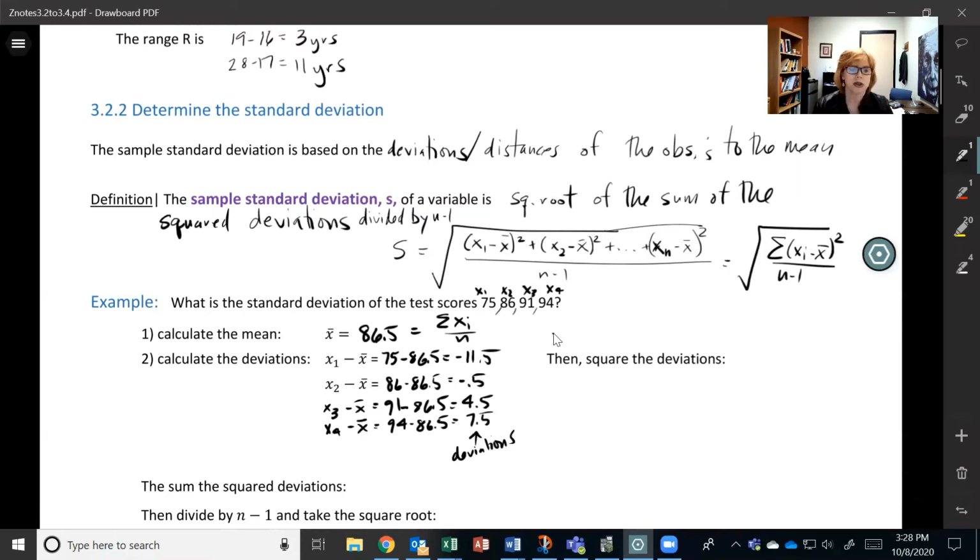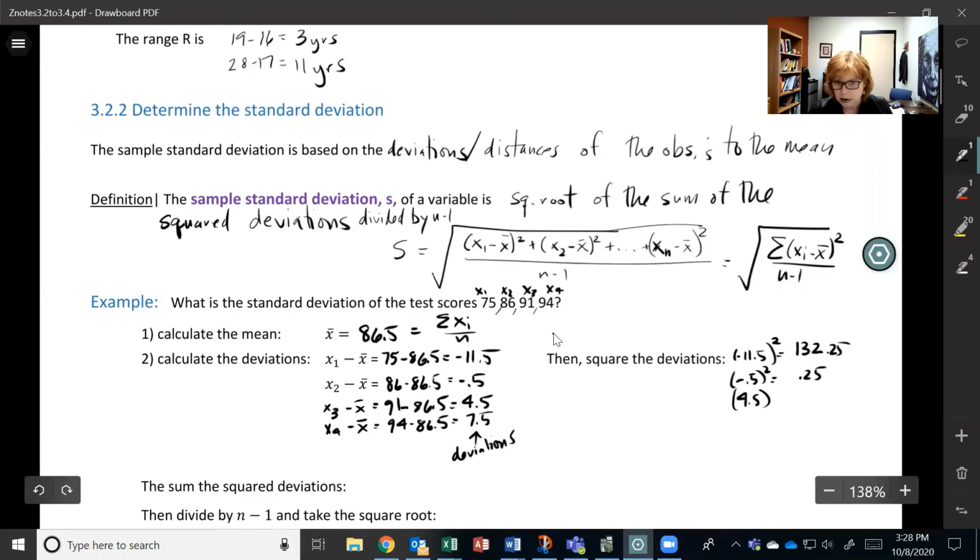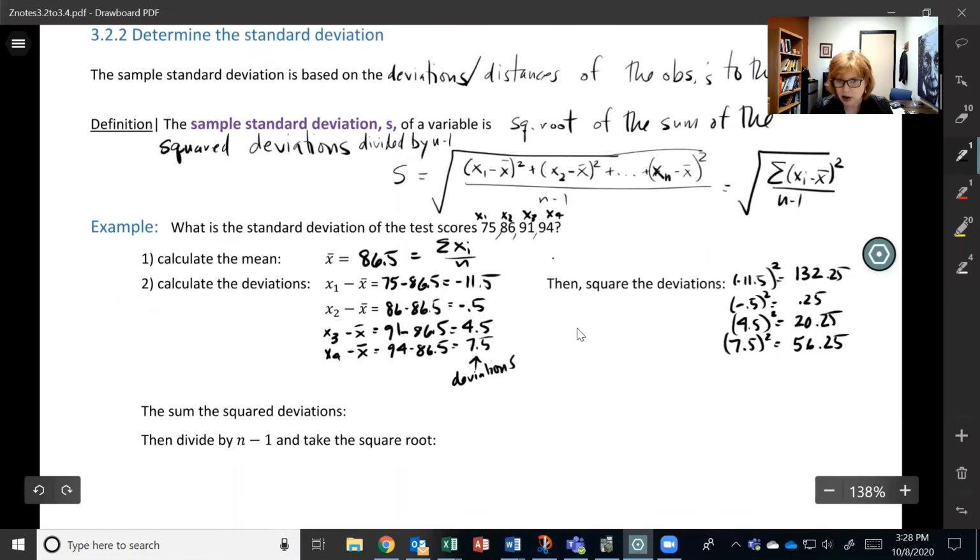What we're going to do is square these and then sum them up. So it's the sum of the square deviations. Here's my square deviation. Negative 11.5 squared ends up being 132.25. Negative 0.5 squared is 0.25. 4.5 squared is 20.25, and 7.5 squared is 56.25. So basically these are the square deviations.